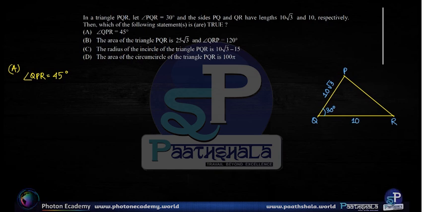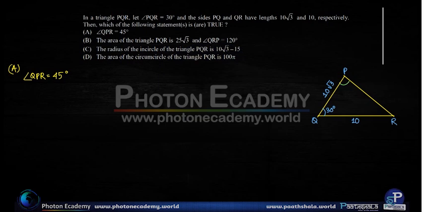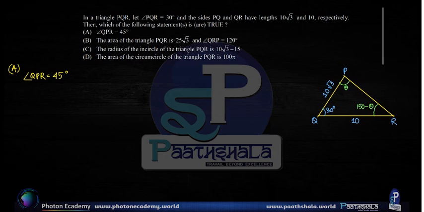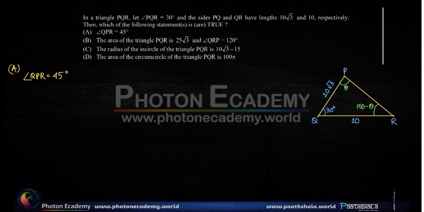We have to find the value of angle QPR. Let's assume that the value is theta. Then we have angle PRQ as 150 degrees minus theta, because the sum of the angles of a triangle is 180 degrees. Based on this, to know the value of angle QPR, we have to use the sine formula for the triangle, and the formula is as follows.